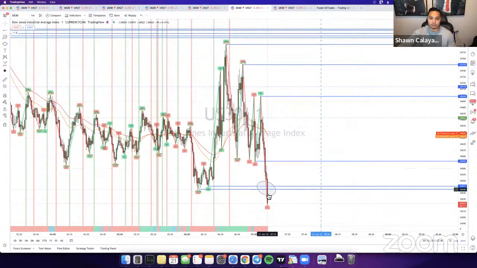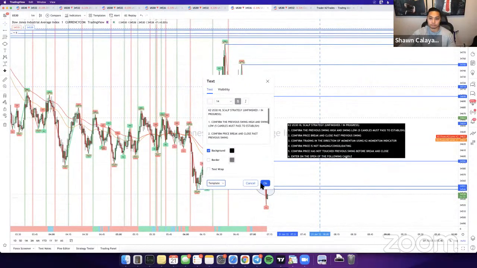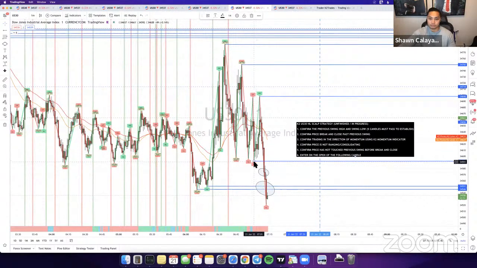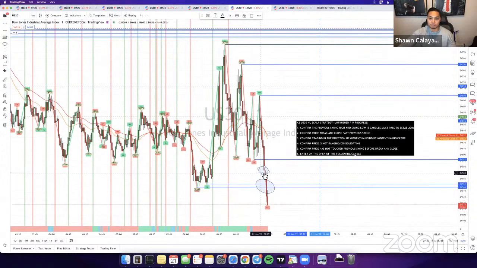But yeah, there goes the area of liquidity right there. This is the drop that D just mentioned. This right here would have been a high-low entry using the high-low strategy. So this would be the low. There's about 5 candles that pass it: 1, 2, 3, 4, 5. It establishes a low. Price broke and closed below it. We trade in the direction of momentum because we had a sell signal over here. And that would be a perfect entry for a high-low.